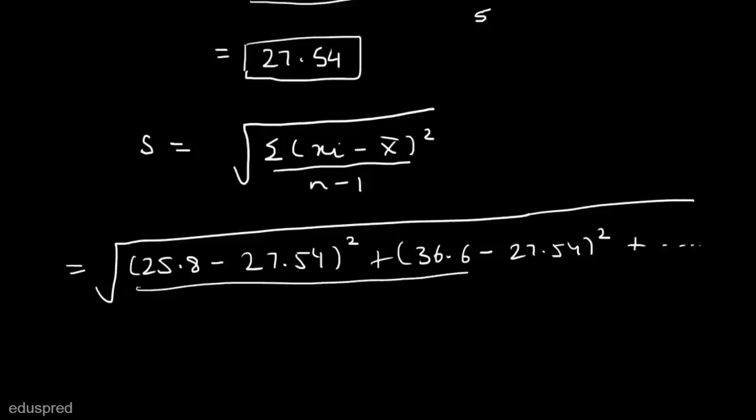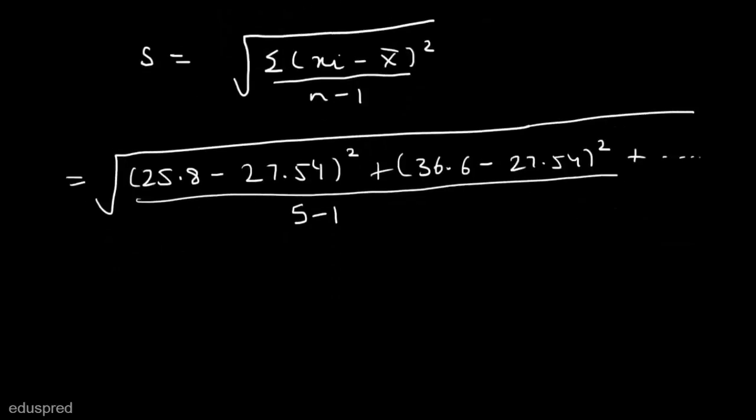And then we have to divide this by n minus 1. So our n is equal to 5. So this is 5 minus 1. Solving this, we get that the sample standard deviation is equal to 5.47. So this is the sample standard deviation.